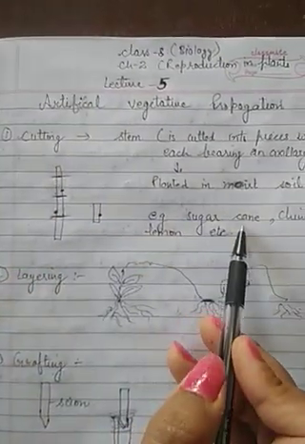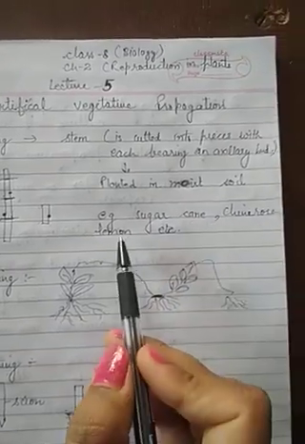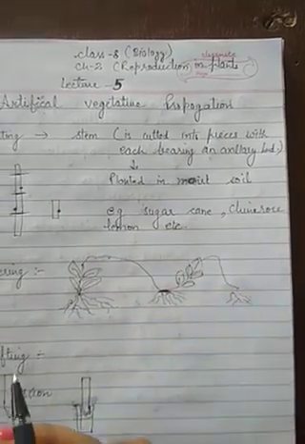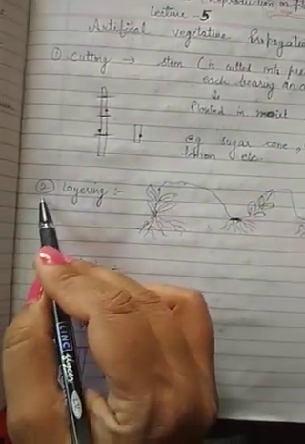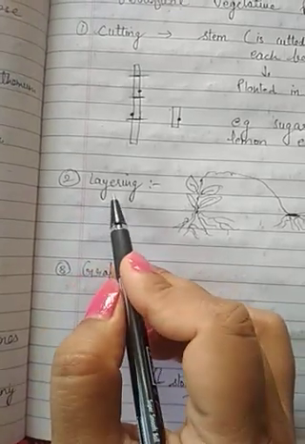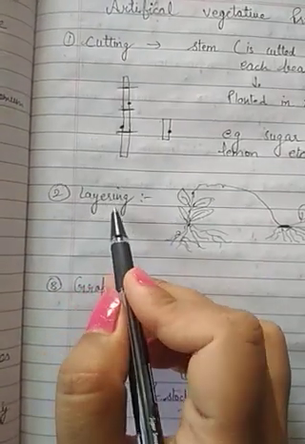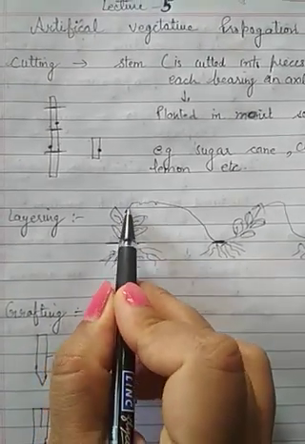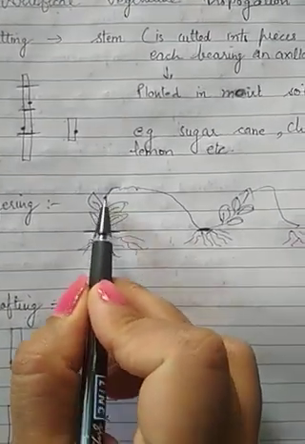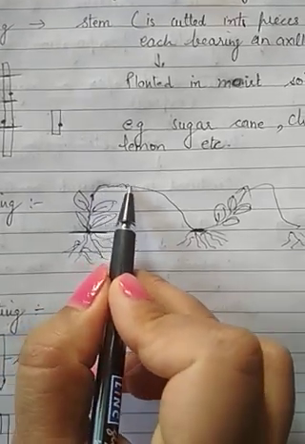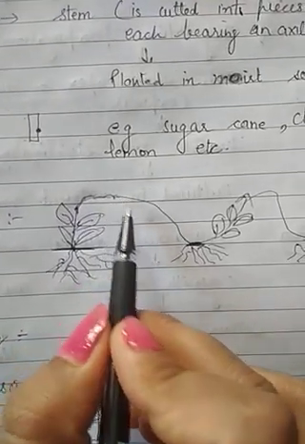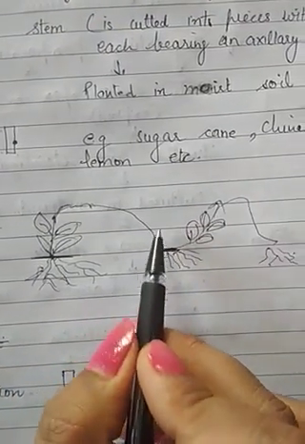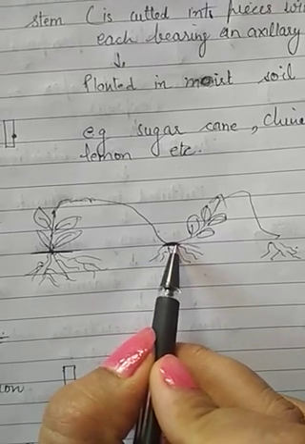Mainly it is done in sugarcane, China rose and lemon plant, etc. Many plants are there, and 3 examples are already given in your book. The second type of artificial vegetative propagation is layering. In layering, suppose this is a plant. Now the plant is growing. When the stem of the plant is growing, it will get nodes and internodes. So we take one node and we put that node inside the soil.